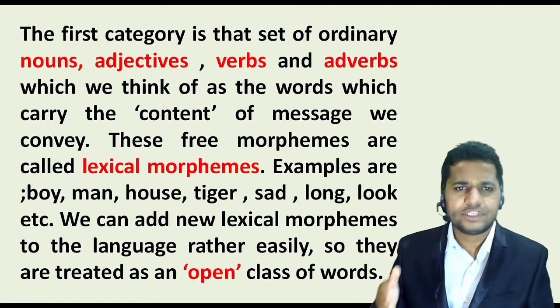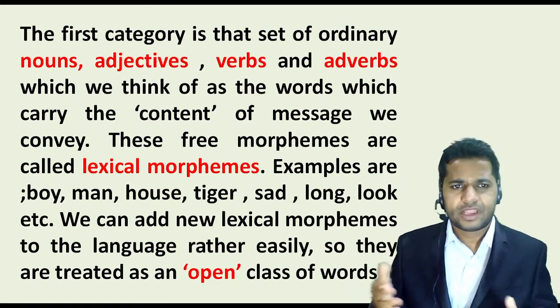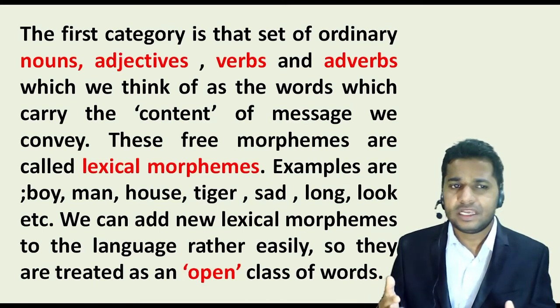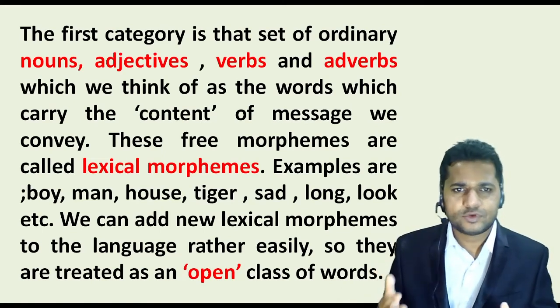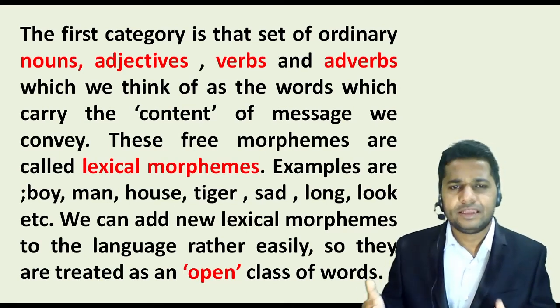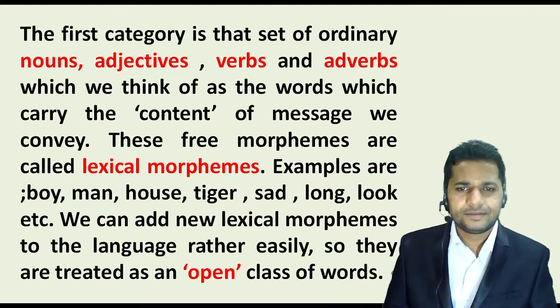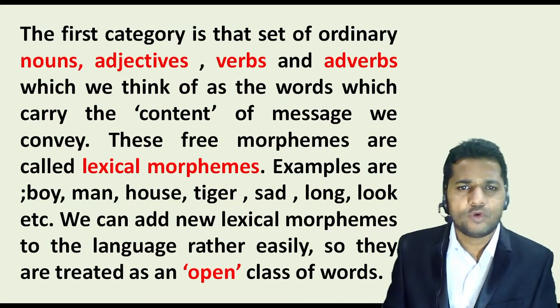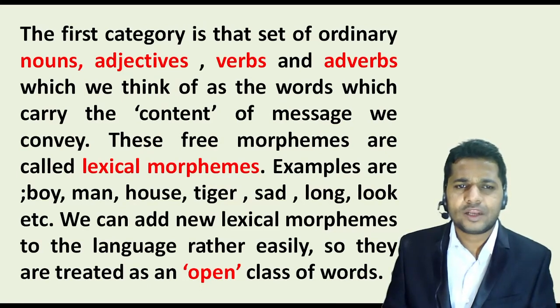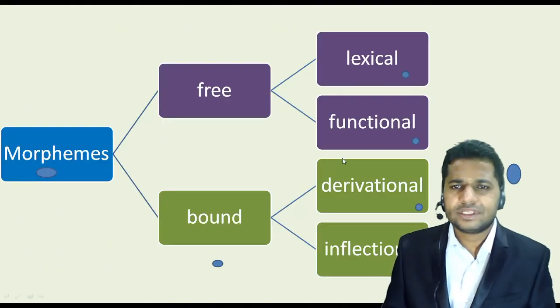Same way, if you see adjectives, you can add adjectives, because nouns are unlimited, same goes with adjectives also, verbs, adverbs. So there are many. So they are open class items. You can add words into these four categories. So they are lexical morphemes, and we call them free morpheme because they have their own meaning. They are content words. So that was lexical morphemes.